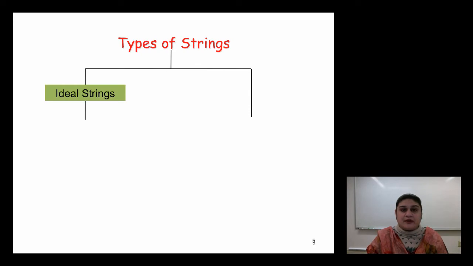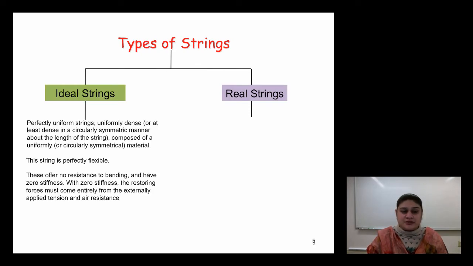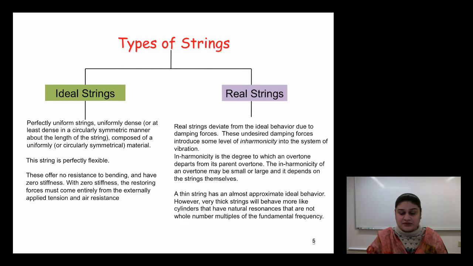Types of strings. There are two main types of strings, ideal and real. Ideal strings are perfectly uniform strings with uniform density and are composed of a uniform material that has no imperfections of any kind. This string, which is also the ideal string, is perfectly flexible. These offer no resistance to bending and have zero stiffness. So with zero stiffness, the restoring forces come entirely from externally applied tension and air resistance.